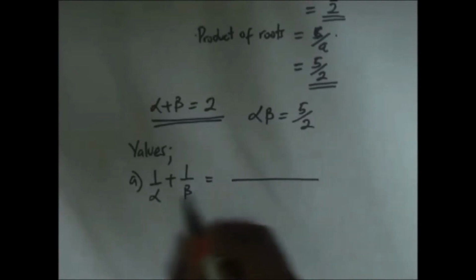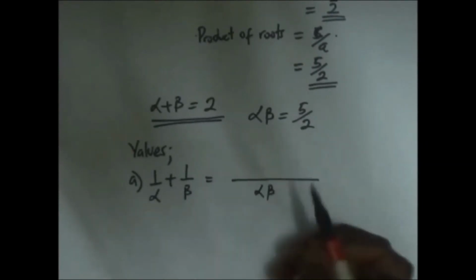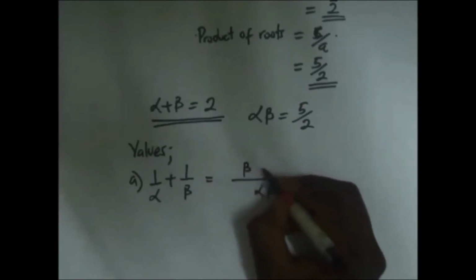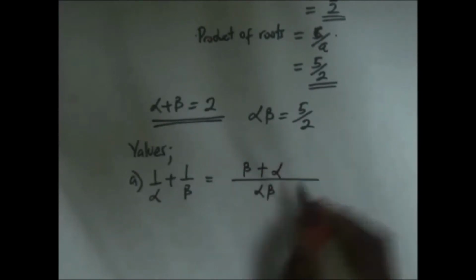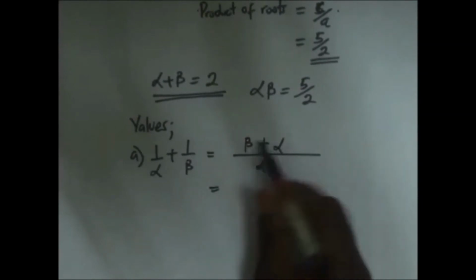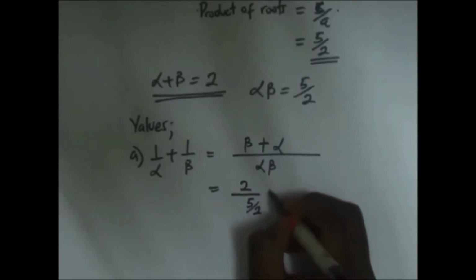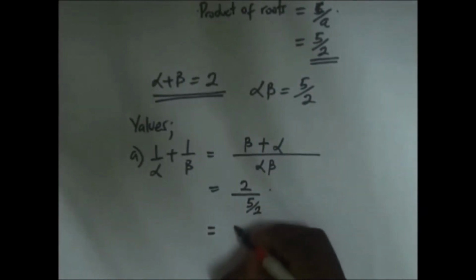So here we shall go ahead and find the LCM, which is alpha beta. Alpha beta divided by that is beta, plus alpha. So our answer here is beta plus alpha, which is 2, divided by alpha beta, which is 5 over 2. So it's going to be 4 over 5.